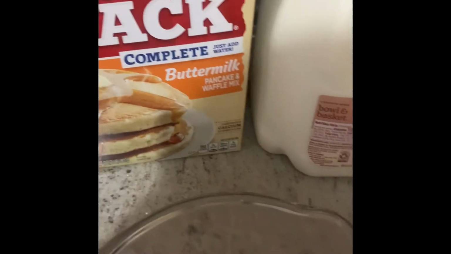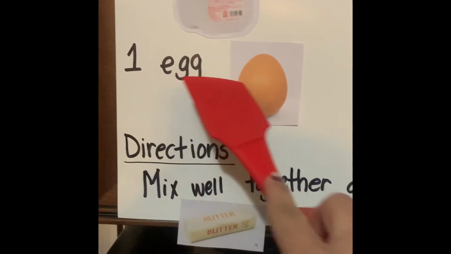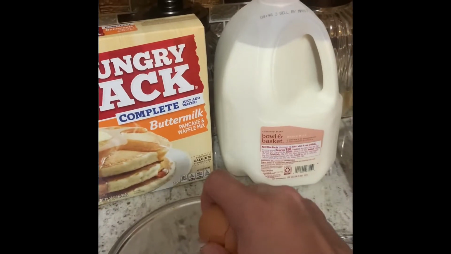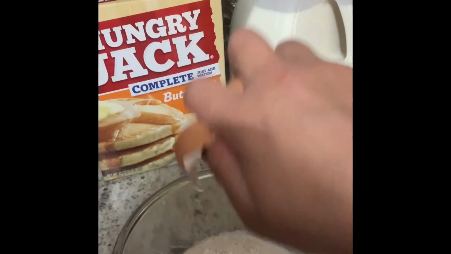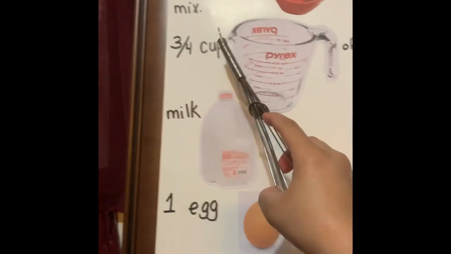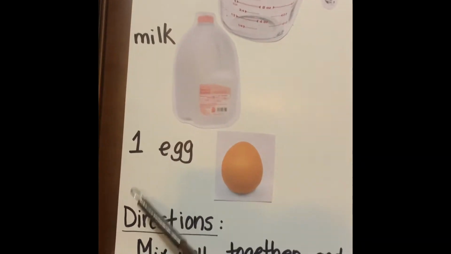I'm using measuring cups. And then I have another thing that goes inside of my recipe, and it's 1 egg. So Miss Evie has 1 egg right here, okay? And I'm going to crack it. And I'm going to be very careful not to drop any eggshells in my pancake batter. Okay? So now Miss Evie's going to follow the directions. I already used 1 cup of pancake mix, 3/4 of a cup of milk, right? And 1 egg.